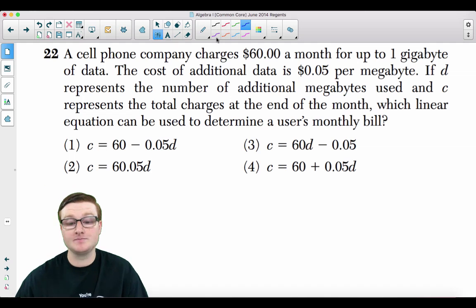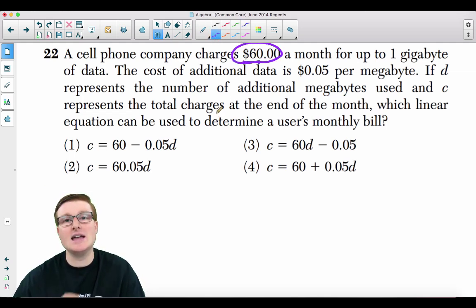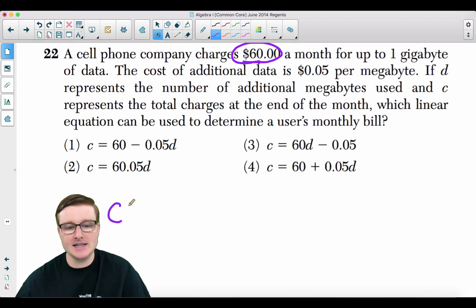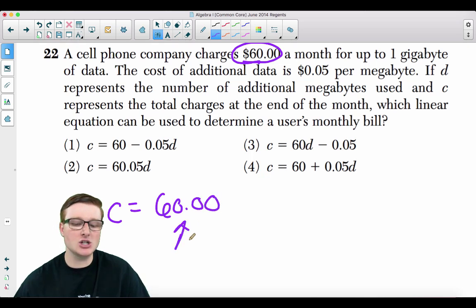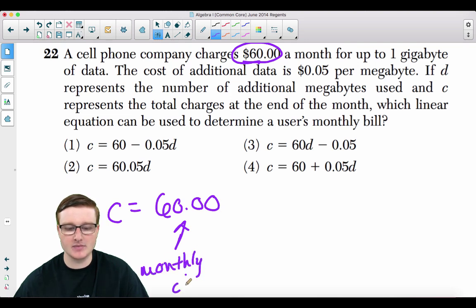Okay, so this $60 is a monthly charge. So if you have C is equal to, well, your monthly charge is $60. So every month you get charged $60. All right, that is your monthly charge.